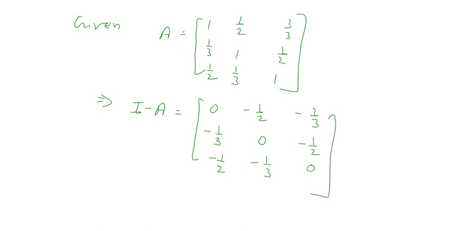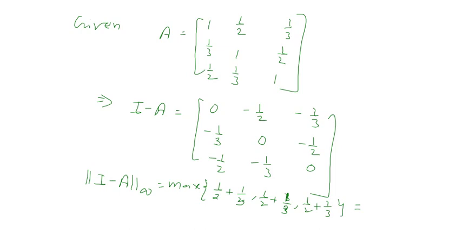And if you look at the infinity norm, that is going to be the maximum row sum, in the magnitude sense. So 1/2 plus 1/3, 1/2 plus 1/3, 1/2 plus 1/3. So each row sum is 1/2 plus 1/3, which is nothing but 5/6, and that is less than 1. So this gives you the convergence of the Richardson method.